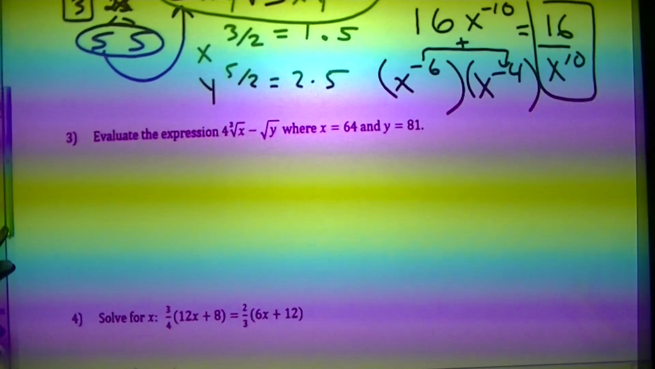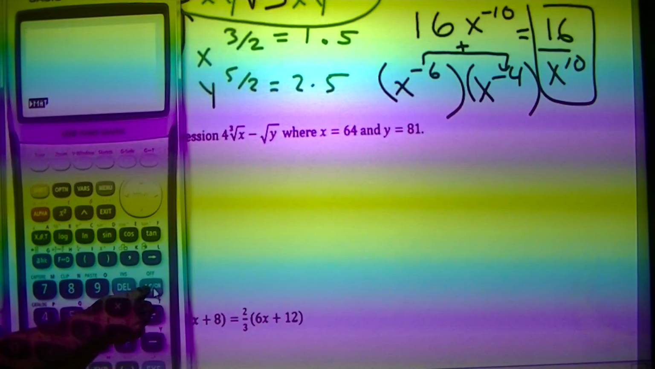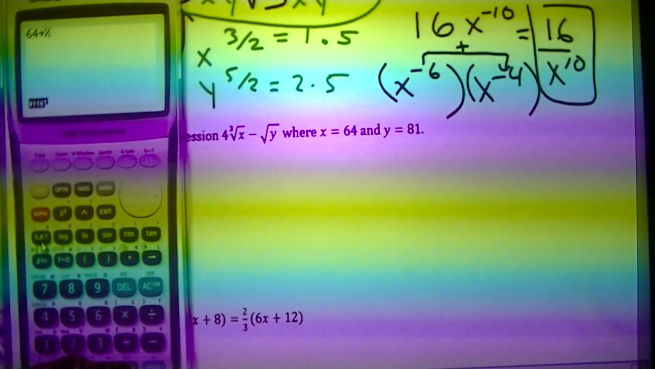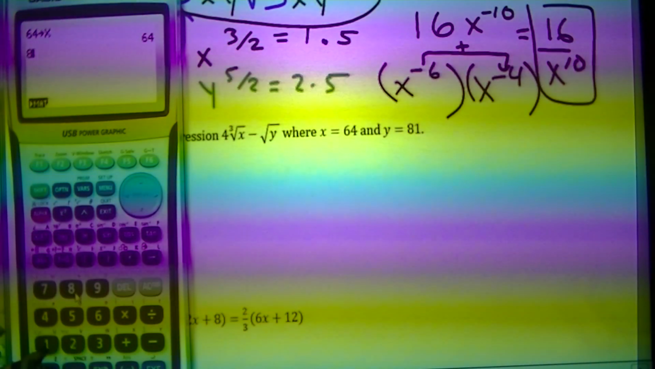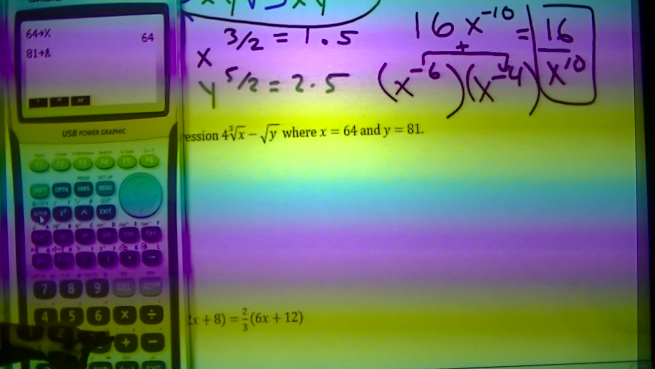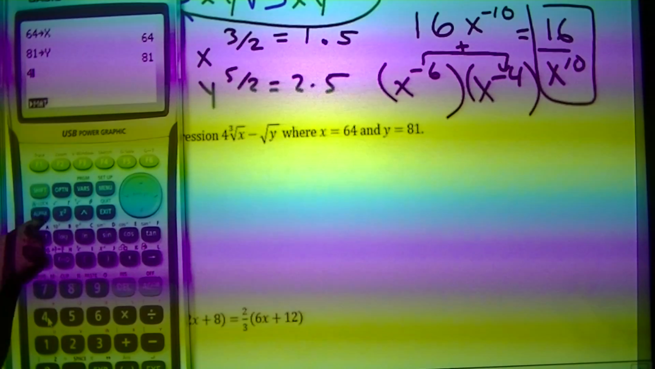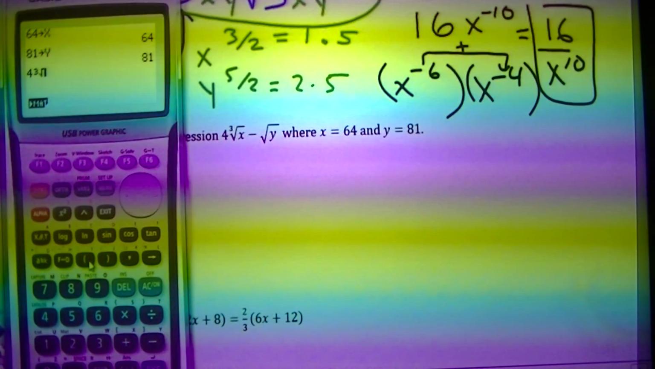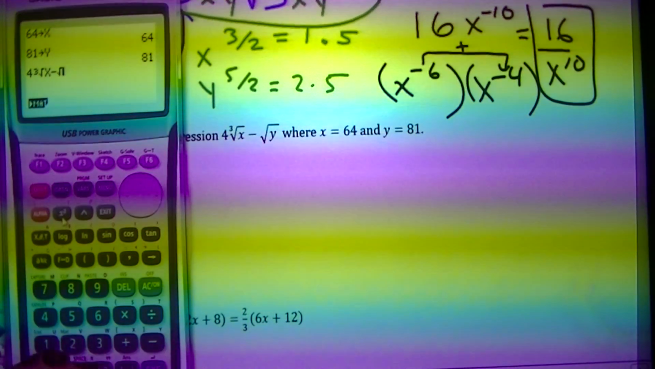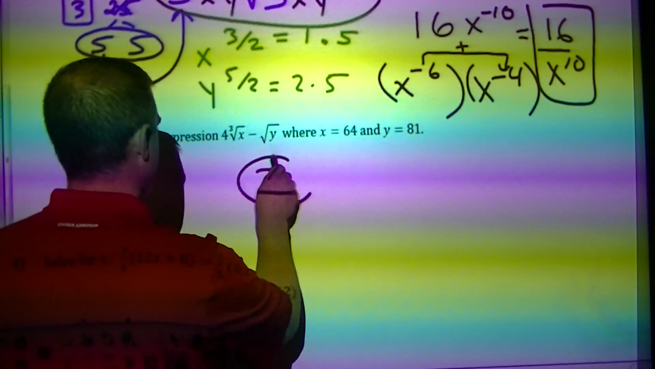Evaluate the expression. Now, I'm going to use the calculator for this. Since they're telling me 64 is x, I do 64, arrow, x. I do 81, arrow. Now, I don't see a y, so I go to alpha, and then y is down there. What that does is it sets my problem. Now I just type that in. 4, shift, x, shift, there's the cube root there. I'm going to put x inside, minus, shift, square root. I'm going to do alpha, y, I put that inside. Let your calculator do the work there. That's going to be 7.